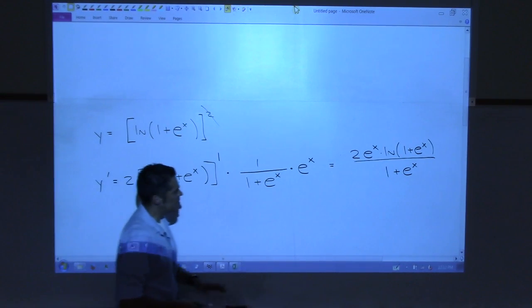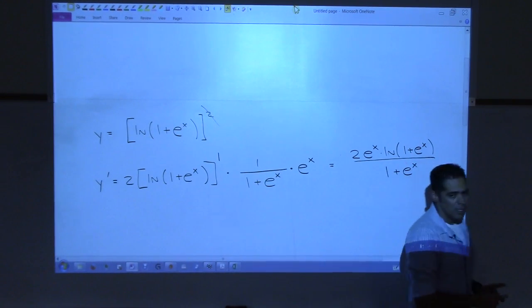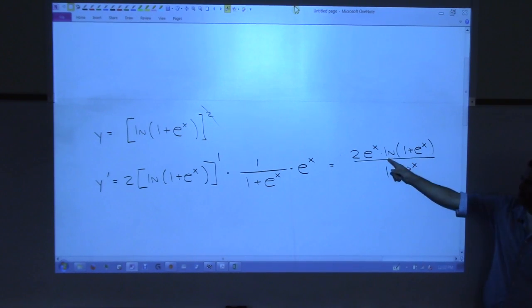Can I cancel these? No, because it's trapped inside the natural log, right? So you cannot cancel those. So that's it. No, would you still accept the other one? No. Got to clean them up now.